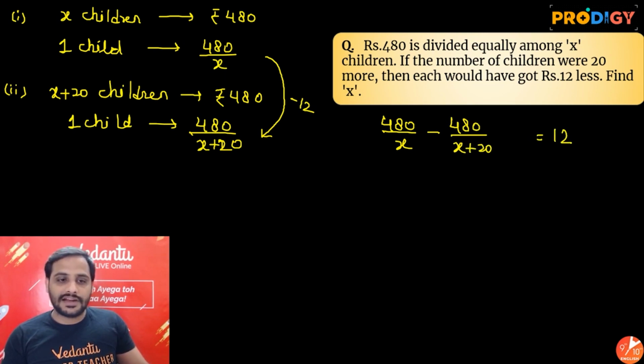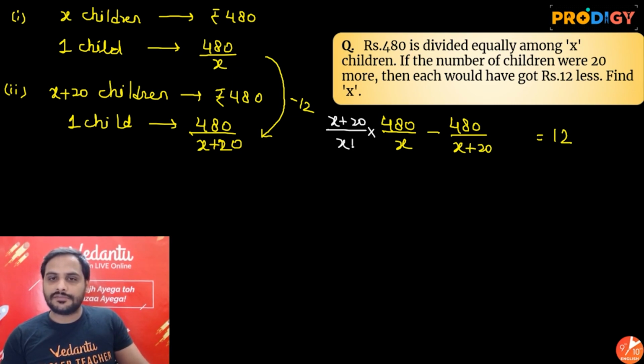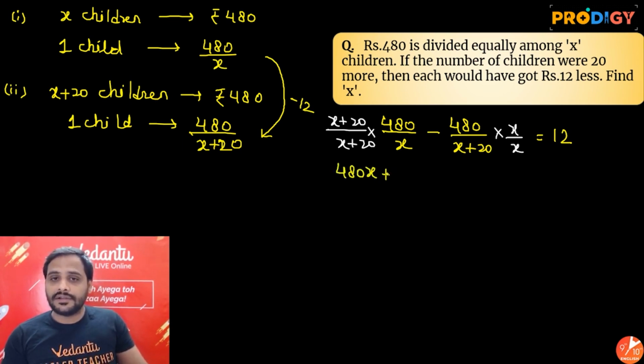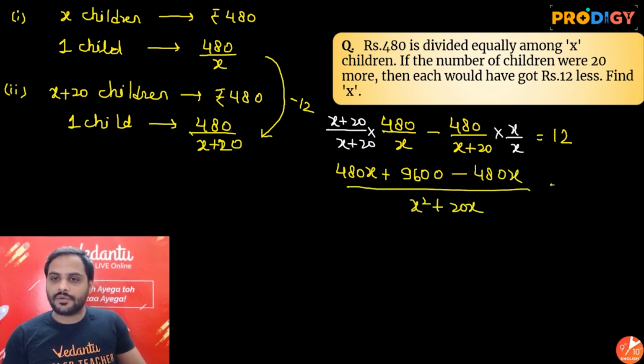Alright, so now we can start with taking the LCM. Here you multiply with X plus 20, here also X plus 20. Here you multiply with X, here also with X. So what are we getting now? 480 into X plus 20: 480 into X is 480X, 480 into 20 is 9600. Minus 480X, divided by X square plus 20X, is equal to 12. 480X got cancelled. 9600 upon X square plus 20X is equal to 12.